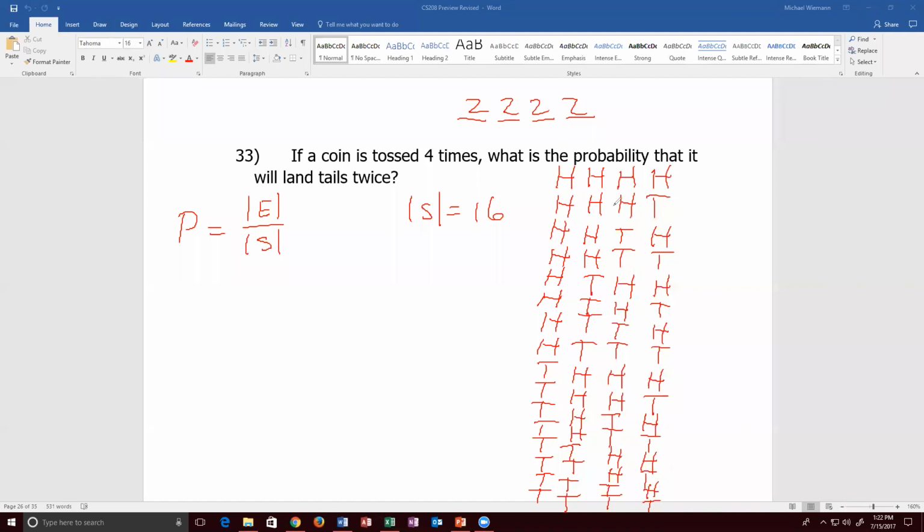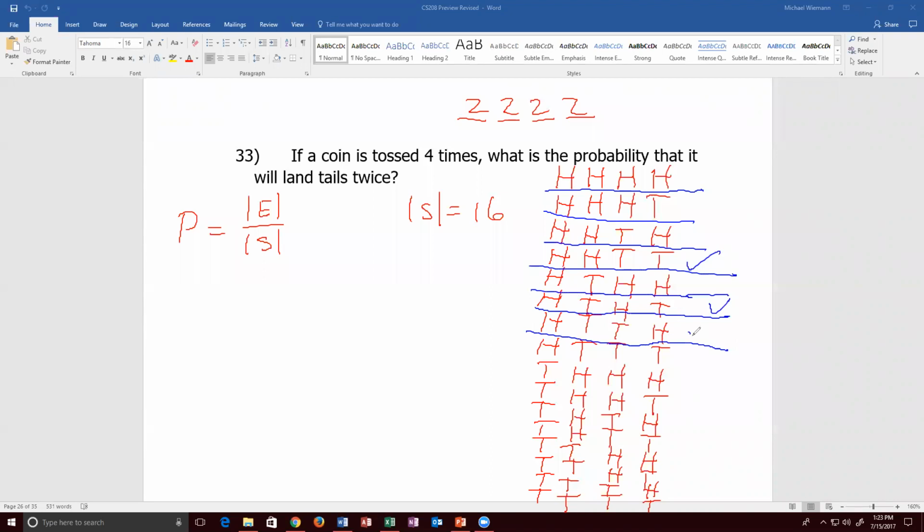All right. So if I look at the first line, I'm not going to include it. Let me change that to a different color here. Okay, so for the first line, I'm not going to include it because that's not 2 tails. That one does not have 2 tails. That one does not have 2 tails. That one does, so I'm going to put a check mark by it. Not 2 tails. That one does have 2 tails, so check mark by it. That one has 2 tails, check mark by it.